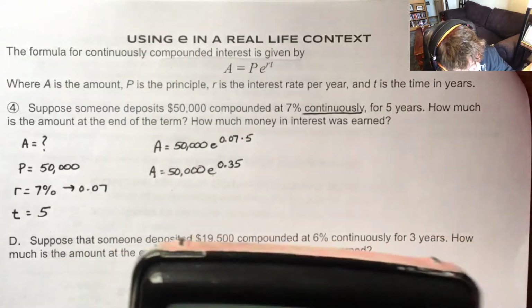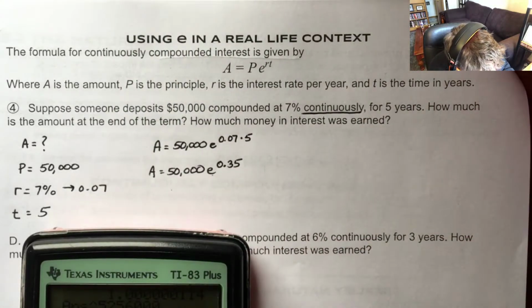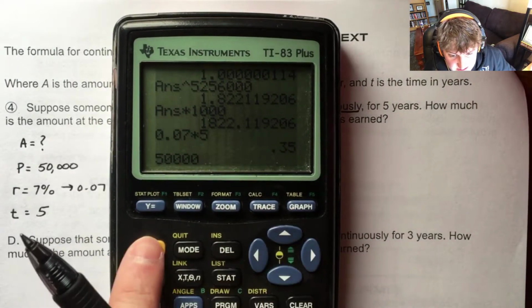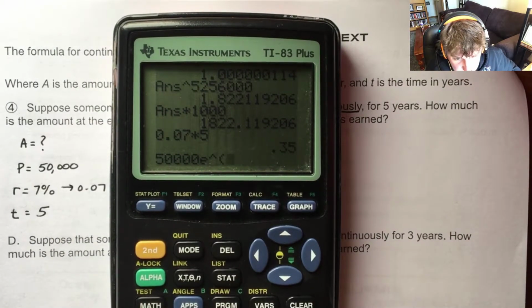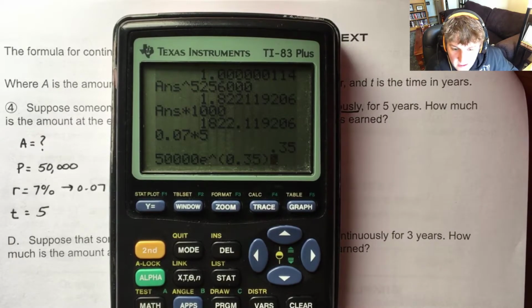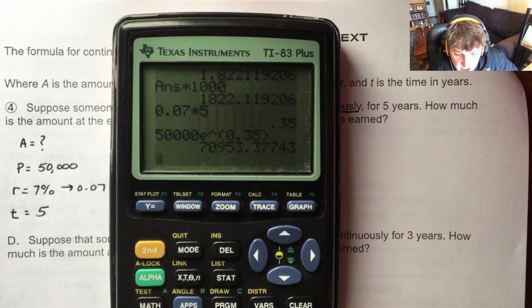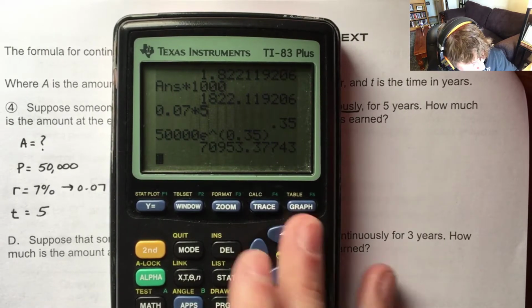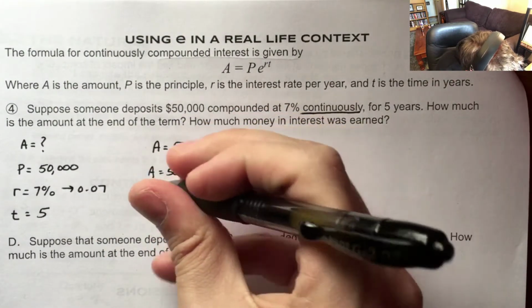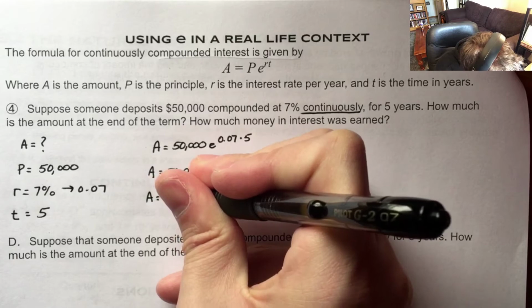So let's go ahead and type the whole thing in. We're going to have 50,000, and then second ln will get you the E, E to the 0.35 power. And it does give you parentheses for you to close with. So the amount of money I'm going to have is $70,953.38 when it's all said and done. That's if it's continuously growing in my account.